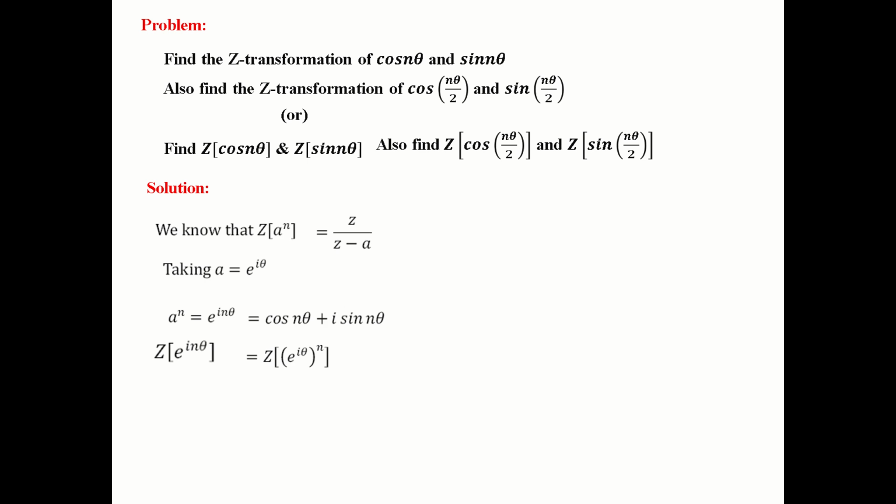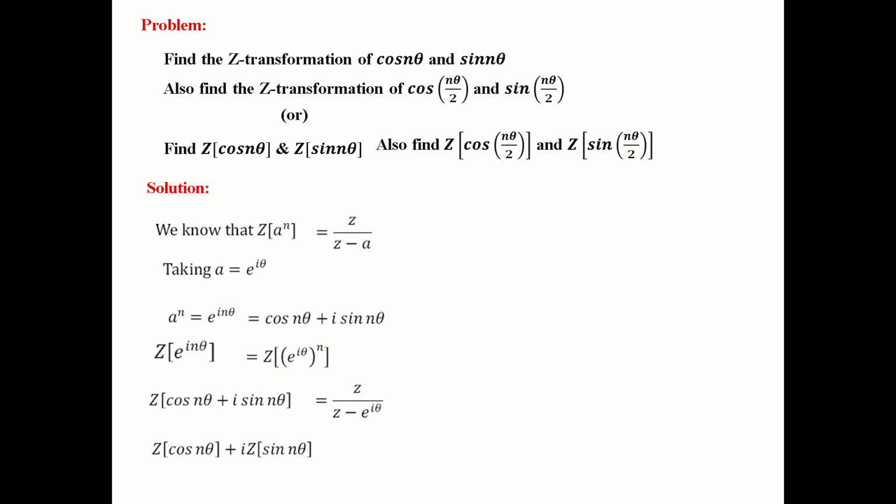Using that formula, Z of aⁿ is equal to z by z minus a. Here we are taking a equal to e^(iθ). So you will get z by z minus e^(iθ) on the right hand side. On the left hand side, again using De Moivre's theorem, e^(inθ) is equal to cos nθ plus i sin nθ. So the right hand side is z by z minus e^(iθ).